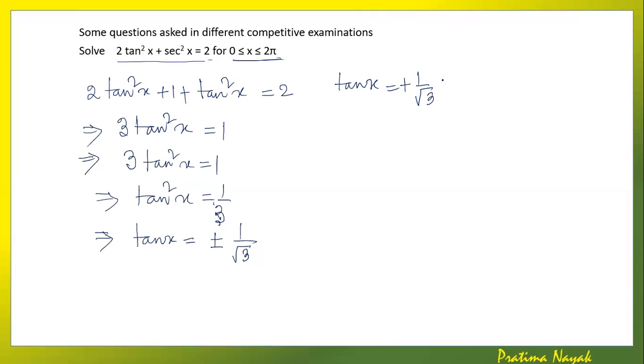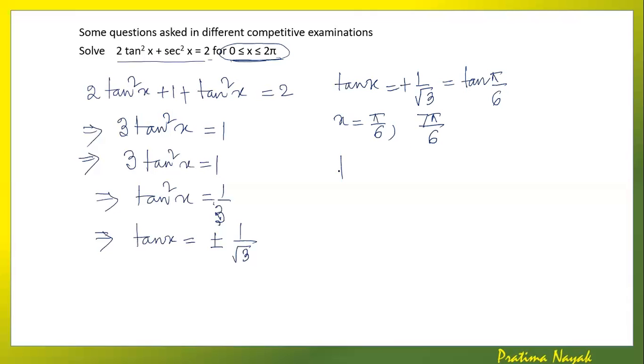1 by root 3, you know that this will be how much? It is tan 30 degree, pi by 6. So you'll write that we are writing principal solution, because we are writing the value between 0 to 2 pi. So x is equal to, one is pi by 6. Another is in the third quadrant. That will be pi plus pi by 6, it will be 7 pi by 6.